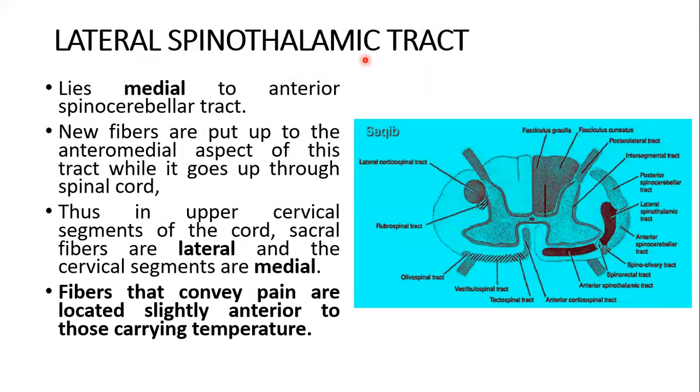So the lateral spinothalamic tract lies medial to the anterior spinocerebellar tract. New fibers are added to the anteromedial aspect of this tract while it goes up through the spinal cord. Thus, in the upper cervical segments of the cord, sacral fibers are lateral and the cervical fibers are medial. This concept is collectively known as the lamination of the spinal tract fibers, which I've already covered in a previous lecture. Fibers that convey pain are located slightly anterior to those carrying temperature.